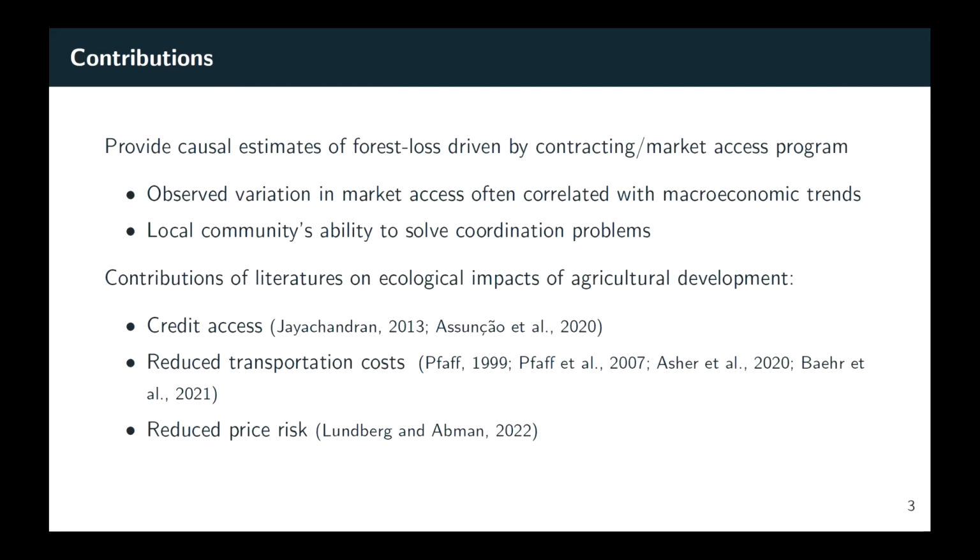So the main contribution that we're making with this paper is developing causal evidence of market access on land use change in the developing world. In particular, we're able to pin down particular channels, namely credit access and output market access. Those are the two operative channels that this program shocked as far as market access goes. There's been a variety of work indirectly contributing to these topics. There's been some really influential work on credit access and land use change and deforestation, as well as transportation costs, generally measured via road construction. And then there's also some work that's adjacent to this on price risk and land use change.